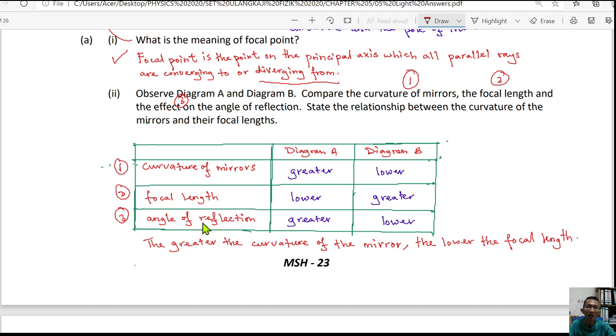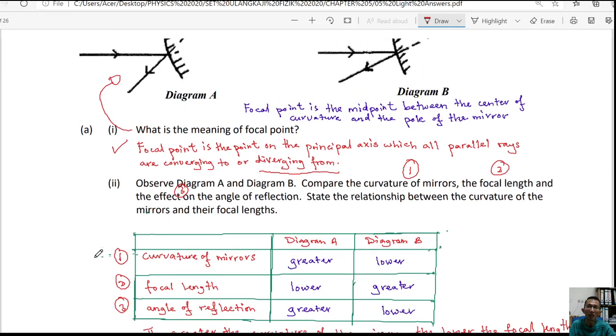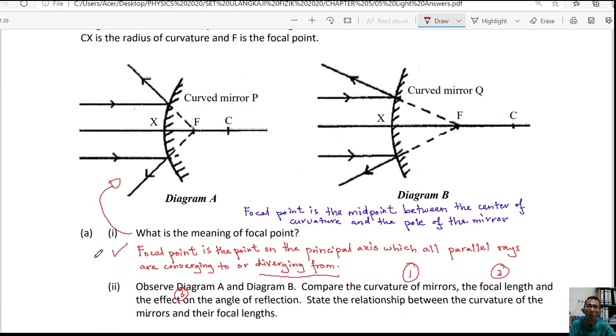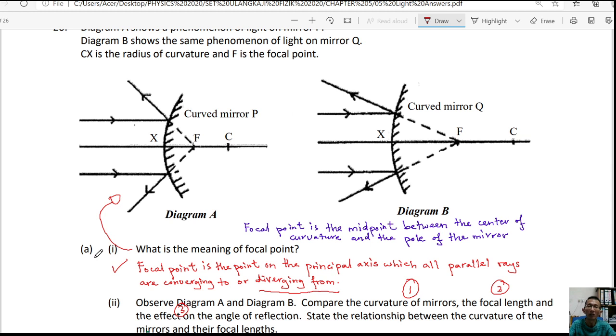And the next, angle of reflection. Okay, so we go to the picture again. Now compare the angle of reflection. So just very easy to look at this. I'm not looking at this point here. I just look at this point here. You see here the angle here compared to the angle here. So I can see that the angle here is greater. Here is lower. Okay, follow.